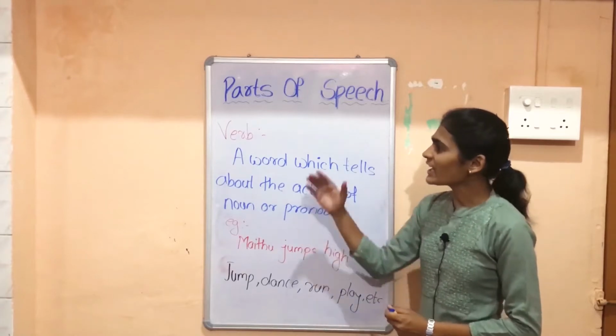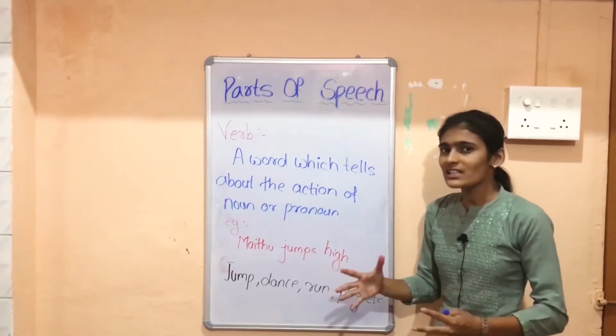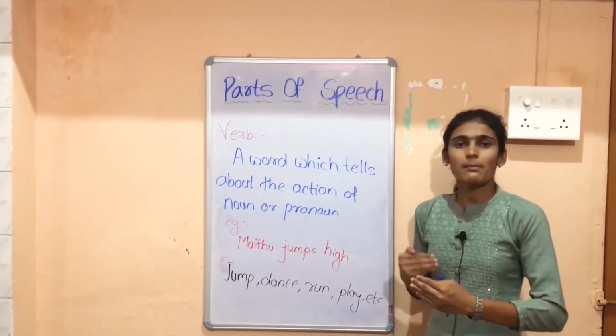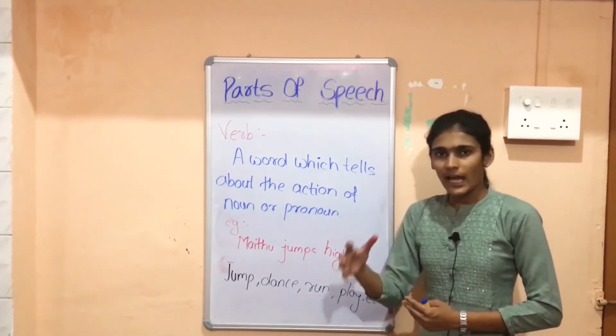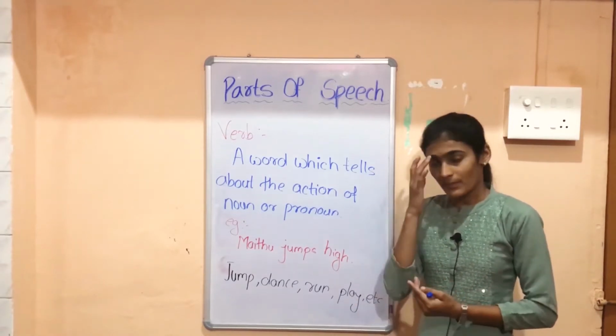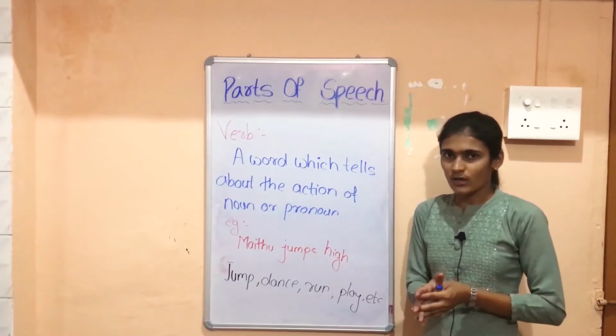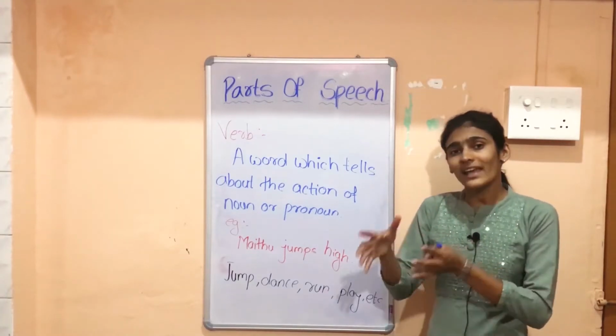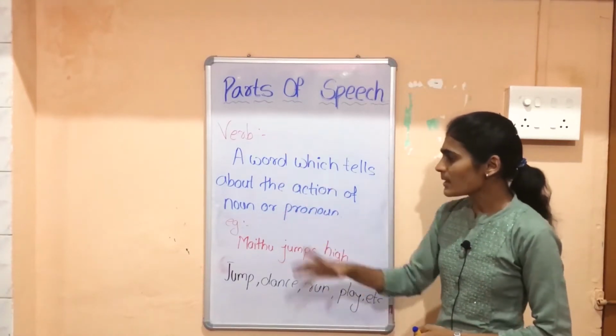So buddies, our next point is verb. And what is the verb? A word which tells about the action of a noun or pronoun is called the verb. Means what actions are going on. A word which tells about what actions are going on is known as the verb.